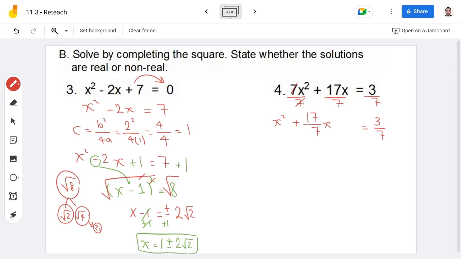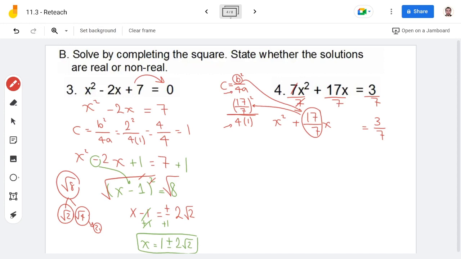Let's find C. To find C, we use the formula, let me write it here. C is equal to B squared over 4A. So what is B squared? B is 17 over 7, so all of that is B squared. So let me write it here: 17 over 7, all of that squared, because all of that is B, over 4A. A is equal to 1. Do you see B is 17 over 7? So I replace B with 17 over 7, over 4A, which is 4 times 1.